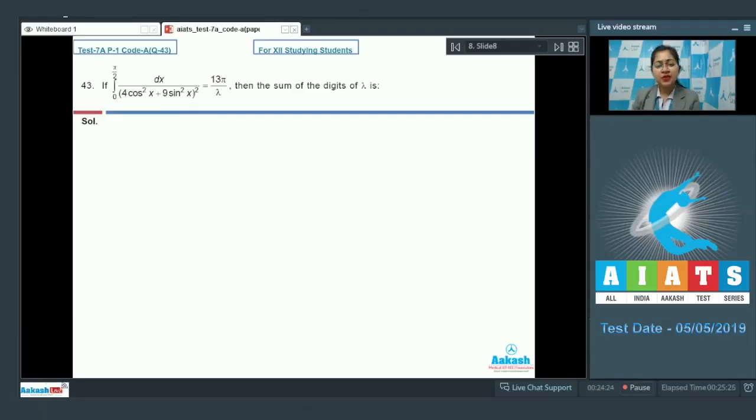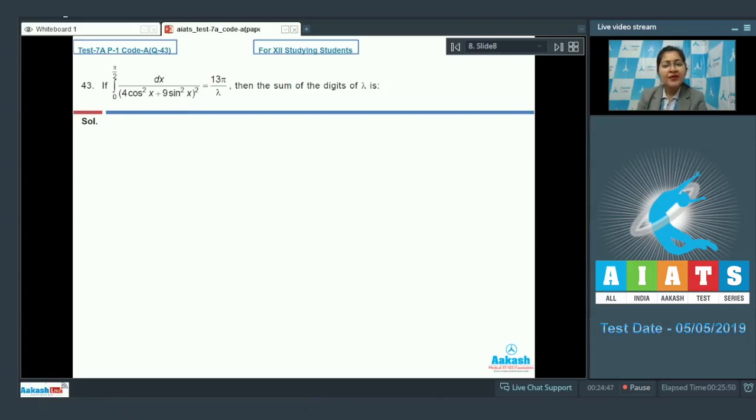Next is question number 43, where it is given that the integral from 0 to pi by 2 of dx divided by (4 cos square x plus 9 sin square x) whole square is equal to 13 pi by lambda. We have to find the sum of the digits of lambda. Basically, we have to find the value of this integral.